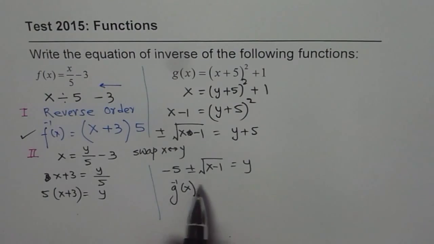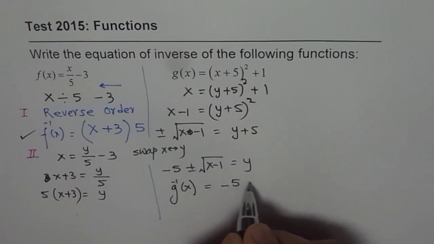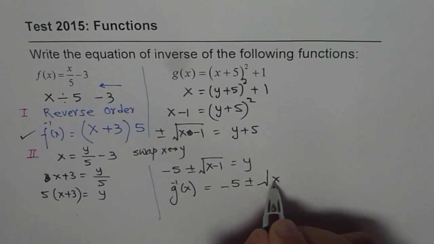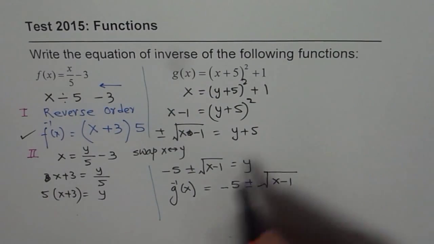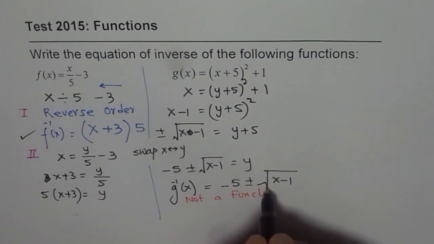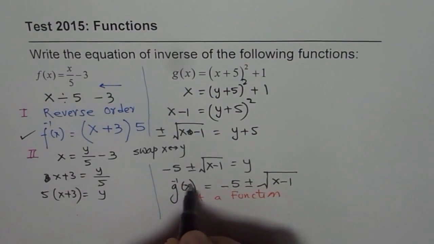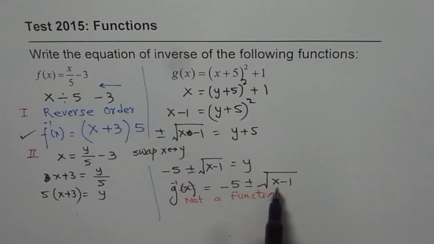So the inverse of this function is equal to minus 5 plus and minus square root of x minus 1, right? Remember, this is not a function. Remember that part. Okay, strictly speaking, we should write just g inverse. We should not write g inverse of x. So when it is not a function, it is advisable just to write g inverse of the given function, which will be minus 5 plus minus square root of x minus 1.